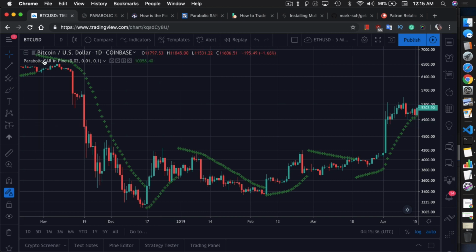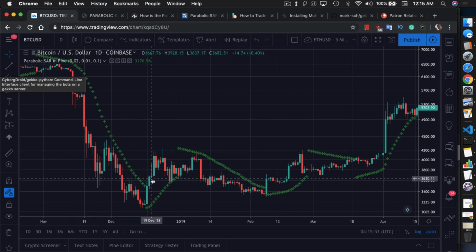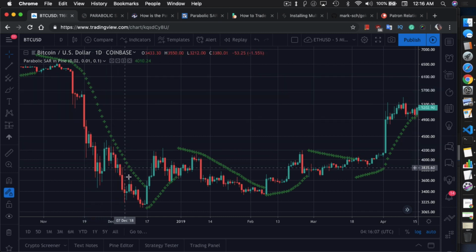So a parabola is like a U shape. What happened is with this parabolic move, it goes downward like this and then curves back up. Because it was just a corrective phase at that point, it wasn't going to curve back up like a complete U. So curving up, curving down like this. And then what SAR stands for is stop and reverse. So what this indicator does is it tells you when this trend is going to stop and reverse back up. So that's what Parabolic SAR stands for.